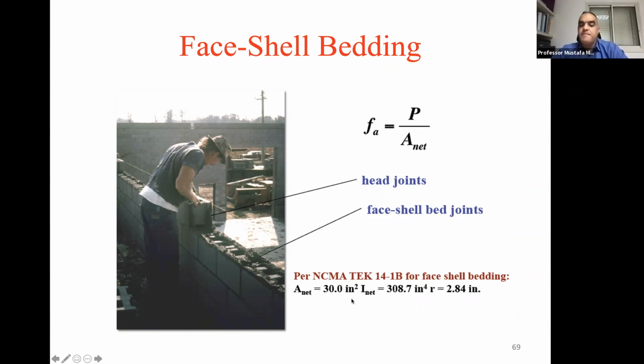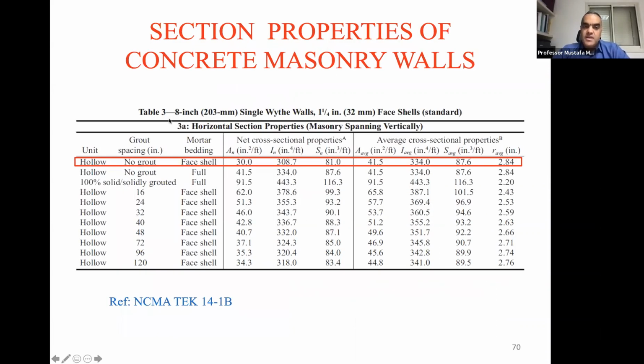Now, the net area and the net moment of inertia. Remember, these walls could be grouted, partially grouted, or hollow. So the best way to get their properties is using the NCMA TEK note 14.1b. Here it is. This is for different sizes of masonry wall. This is an 8-inch single width wall. You have a 1 1/4 inch face shell thickness. If it's a hollow unit, there's no grout. The mortar is only at the face shell. The net area is this, in square inches per foot of length.